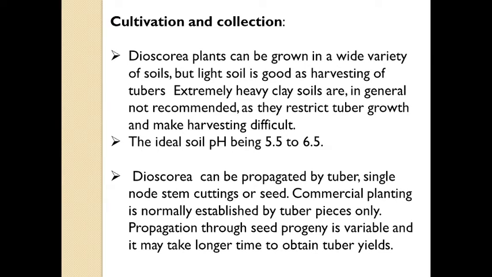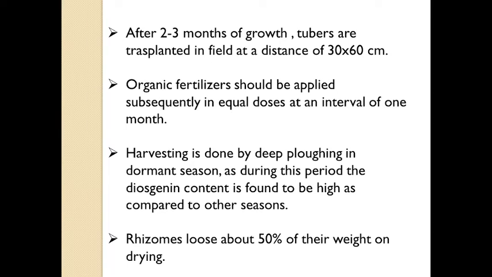Healthy tubers of 70 to 80 gram in weight with crown are selected for its cultivation. The tubers should not get rotten or destroyed. For that reason, they are treated with fungicides. Then they are placed in the nursery bed, and it requires about 30 to 40 days for sprouting. And when 2 to 3 months of growth of the plant has occurred, then these tubers are transplanted in the field at a distance of 30 to 60 centimeters.